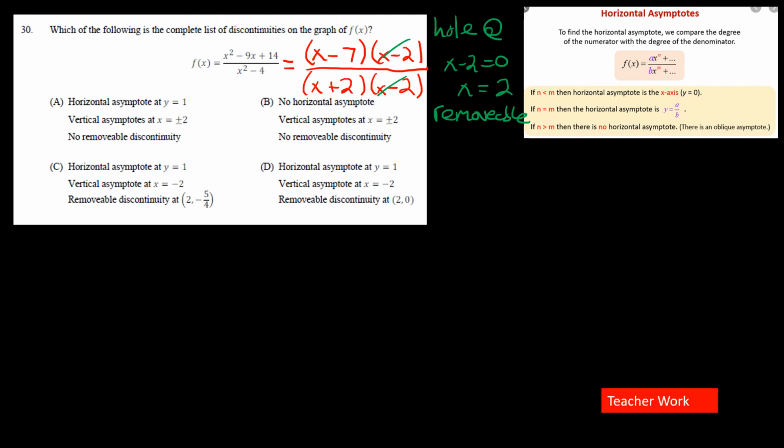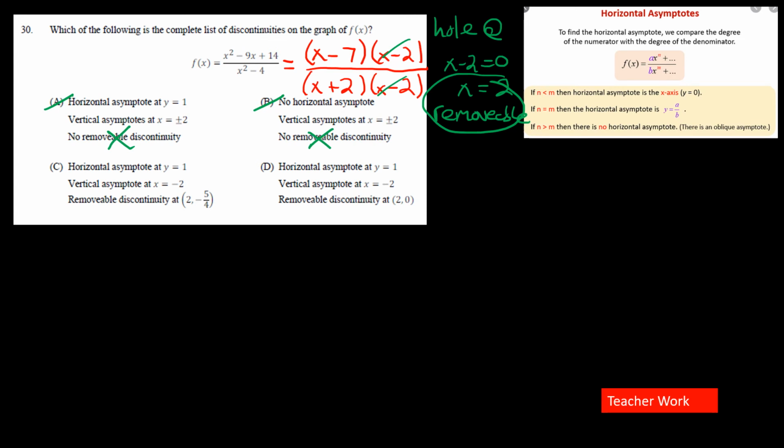Okay, because it's removable, we do have a removable discontinuity. So that means that this one here is wrong, this is wrong, so we can already eliminate those. We see here that C and D both have the same horizontal asymptote, they both have the same vertical asymptotes. The points are different. Well, let's prove these. I want to make sure that you guys understand how to do that as well.